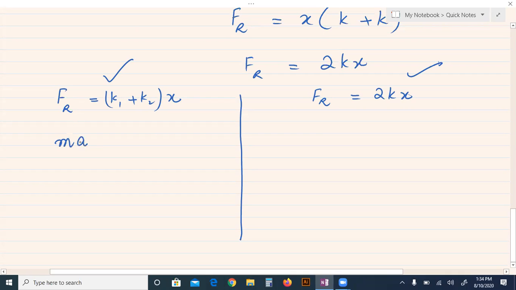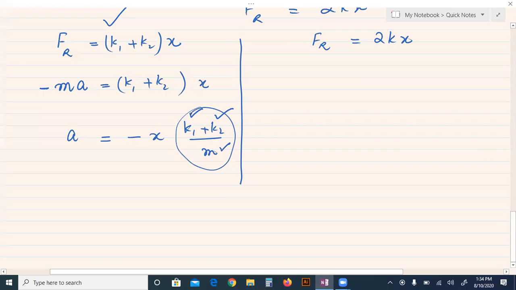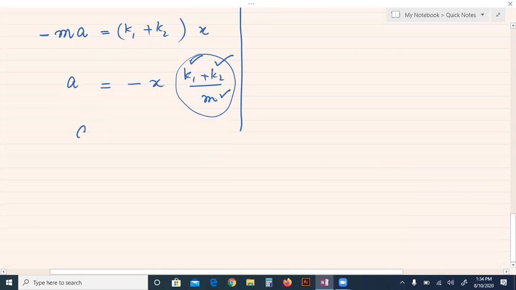Now this resultant force is unbalanced. It produces acceleration in the trolley. This force is restoring, so we write a minus sign: minus (K1 plus K2) X. Now it can be written as A = minus X (K1 plus K2) over M. Spring constant K1 is constant, K2 is constant, and M is constant, so this whole portion is constant. Then we can write A is directly proportional to minus X.